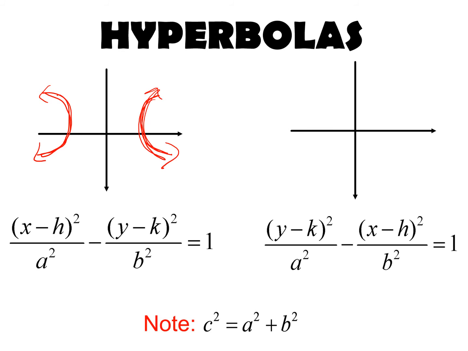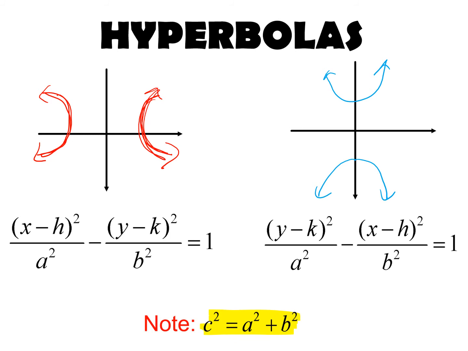Whereas in the second example, the y comes first. So therefore, it's going to open along the y-axis. And again, it kind of looks like two parabolas opposite of one another. This time, our note at the bottom is c squared equals a squared plus b squared, which in this case is the Pythagorean theorem.